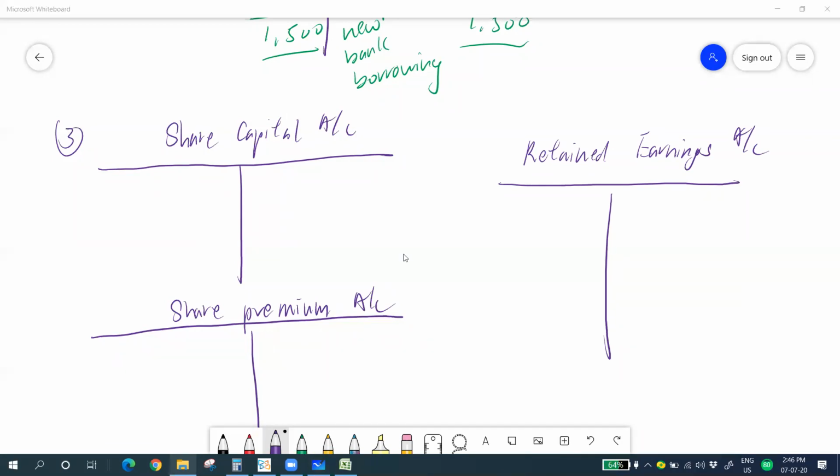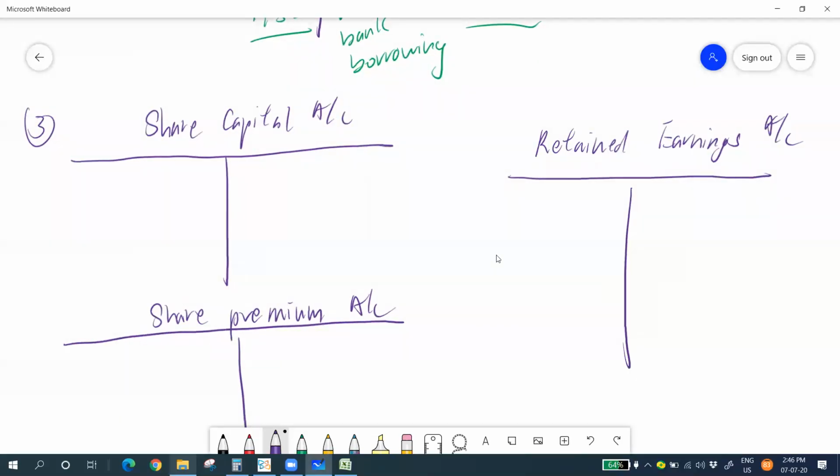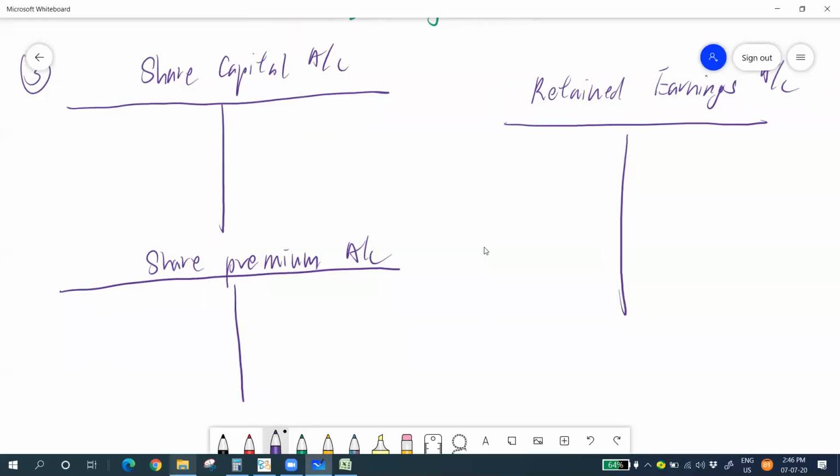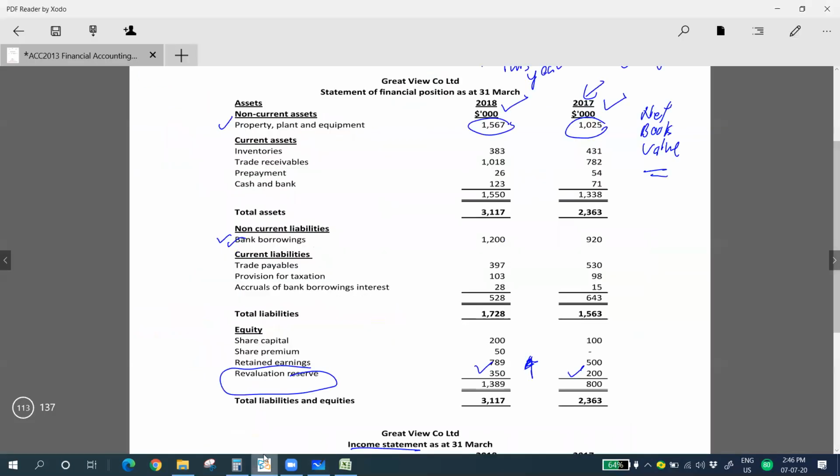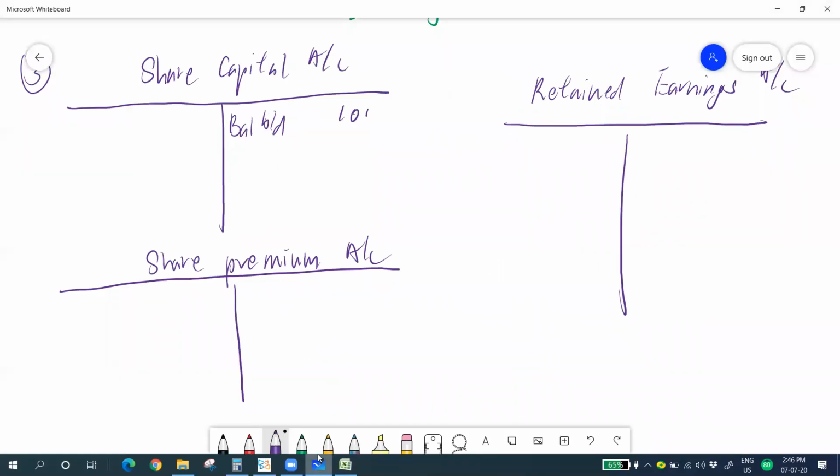So we start by writing the opening balances. The opening balance for share capital, balance brought down is on the credit because this is equity. Amount 100 and 200 as closing. So 100 here.